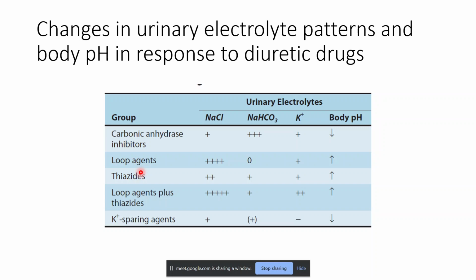Also, osmotic diuretics are contraindicated, and mannitol, that is an osmotic diuretic, is only useful in the management of hemoglobinuria or myoglobinuria, and actually there is no other indication for mannitol.